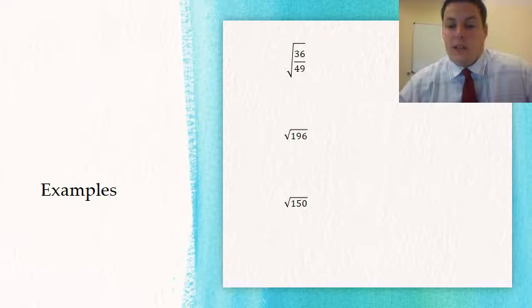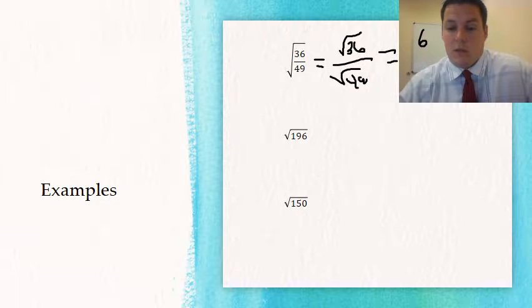If we look at some examples, square root of 36 over 49, remember when we have the square root of a fraction, we can just split it. Square root of 36 equals 6, square root of 49 equals 7, 6/7 is our answer. If we plug the square root of 196 into our calculator, we get 14.